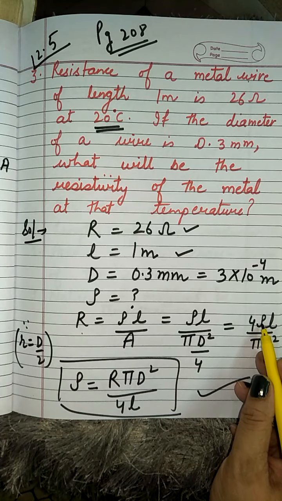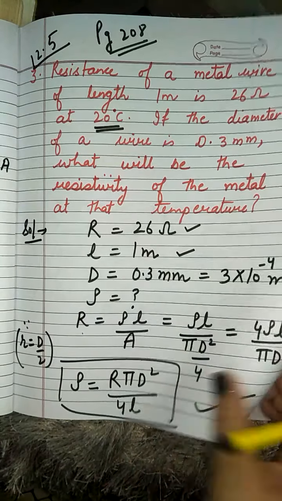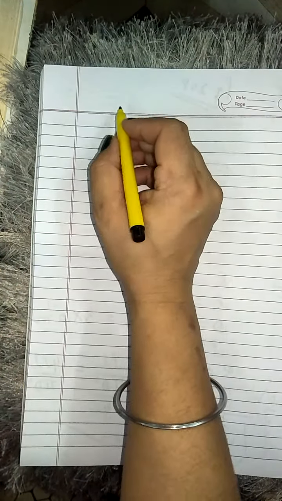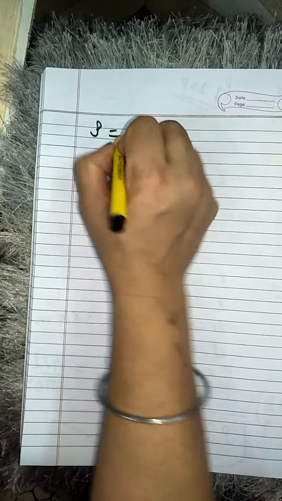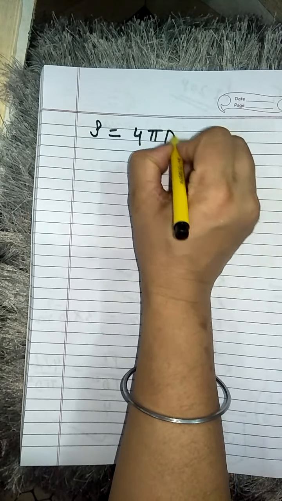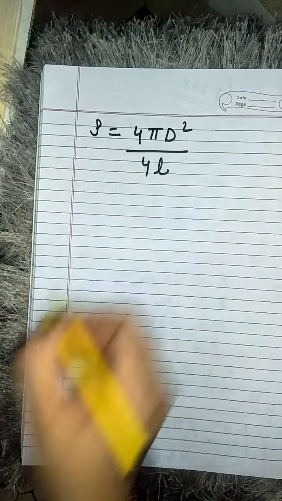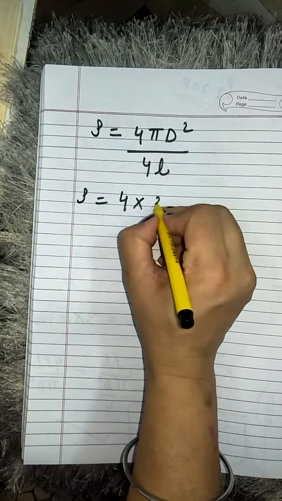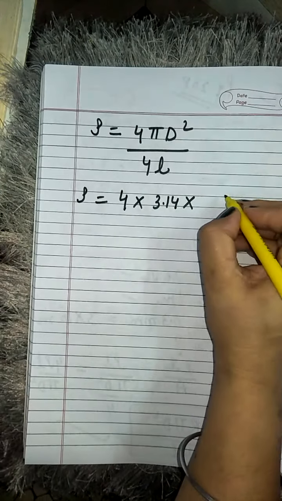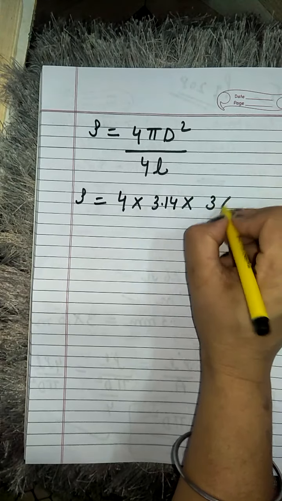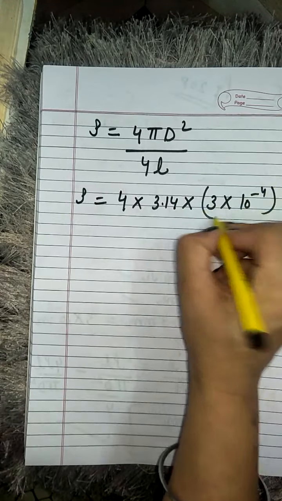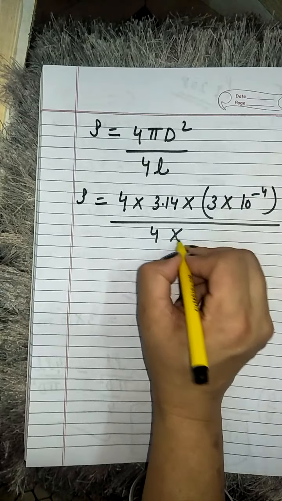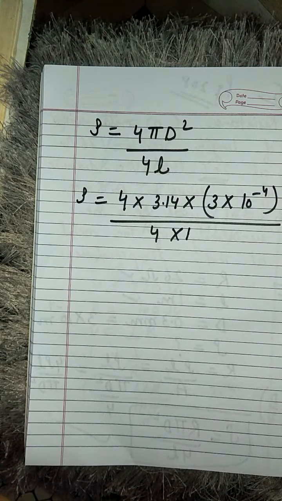Now if we want to find the value of rho, rho is equal to R pi d square over 4L. So your formula for rho is R pi d square over 4L. Rho you want to find out: 3.14 multiplied by d, and d is with us 3 into 10 raised to power minus 4, squared, over 4L. L is 1.